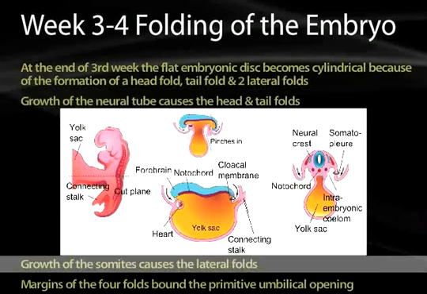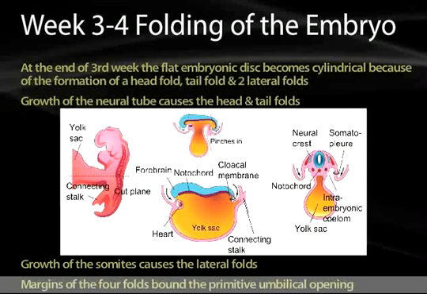So from this area, the growth of the somites will cause the lateral foldings, prolific folding in. The margins of all 4 of these folds will be the primitive umbilical opening that will tether the embryo back to the placenta.